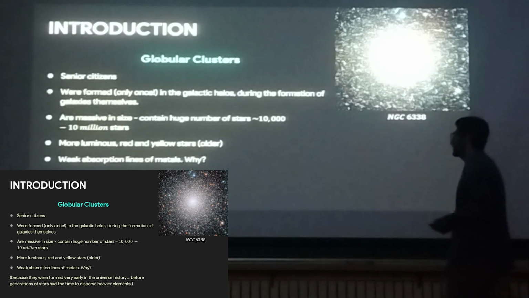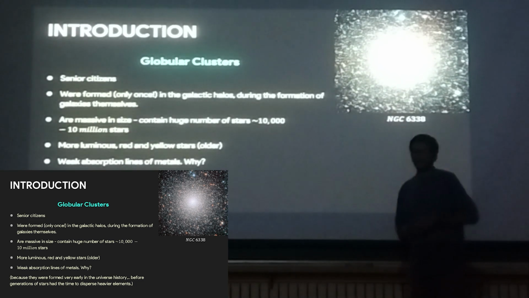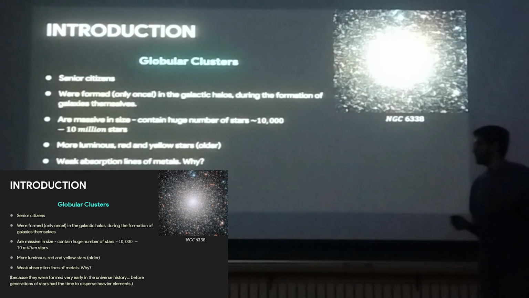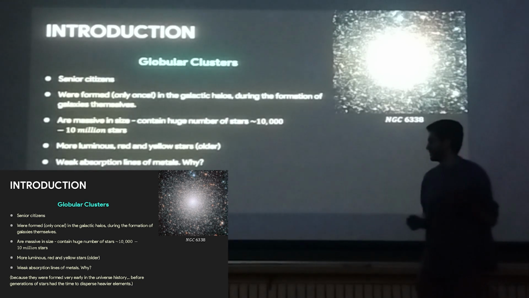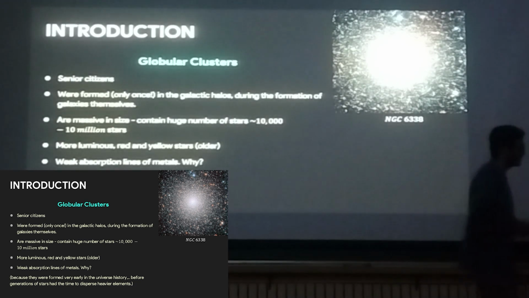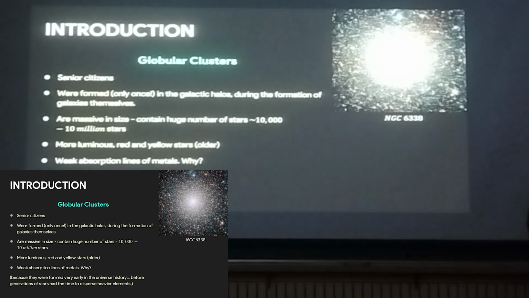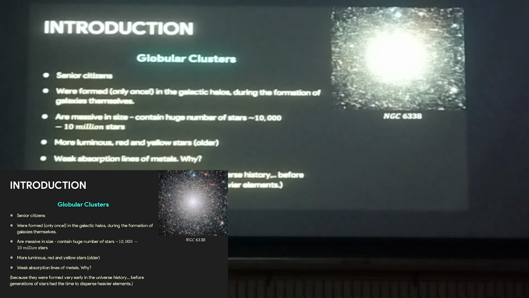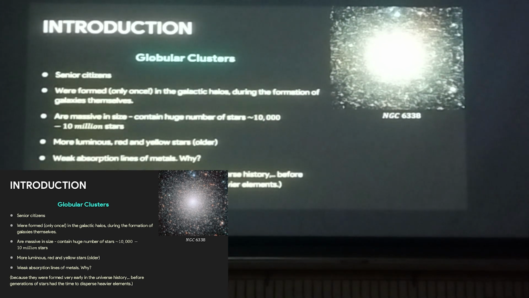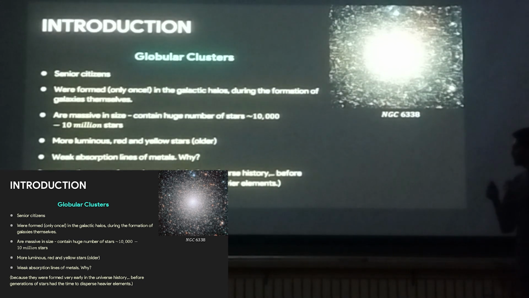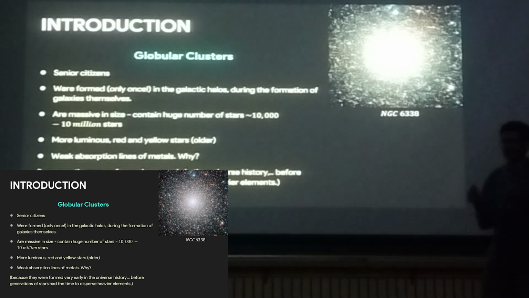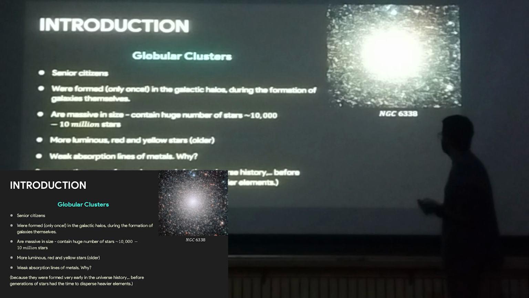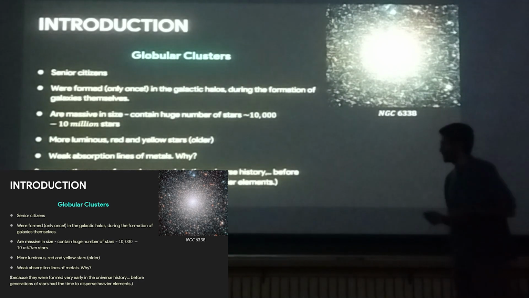They also contain weak absorption lines of metals. Now, to give a disclaimer, in astronomy, metals are anything heavier than helium. Sorry, TCS. So why do they contain weak absorption lines of metals? This is because these stars were formed very early in the universal history, from remnants of stars which didn't have any time to synthesize heavier elements. And yes, this also has nothing to do with my project.